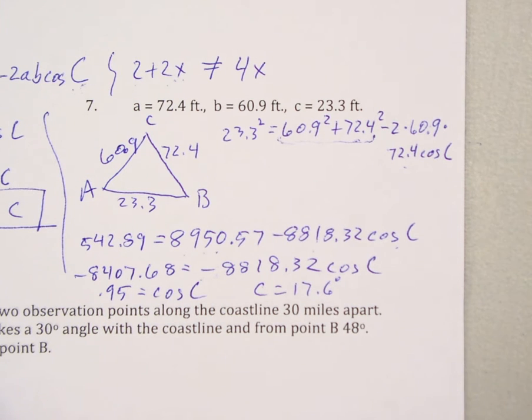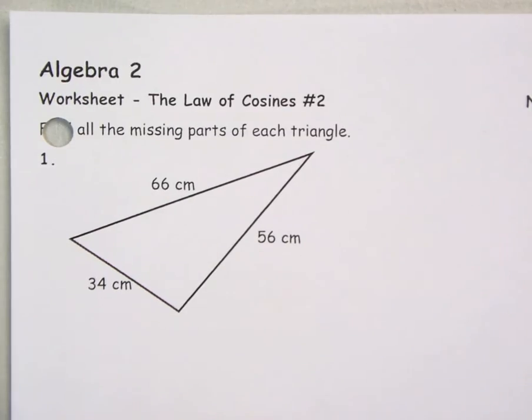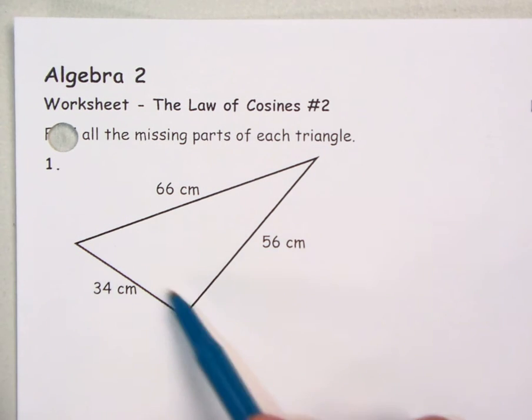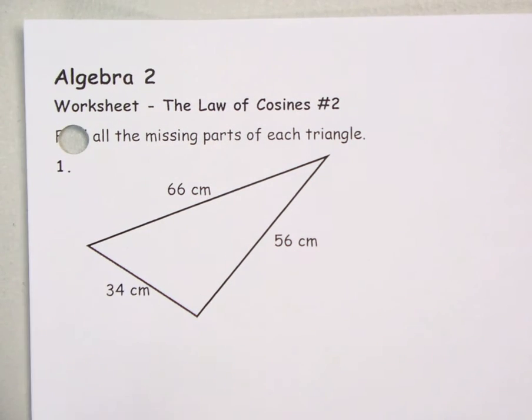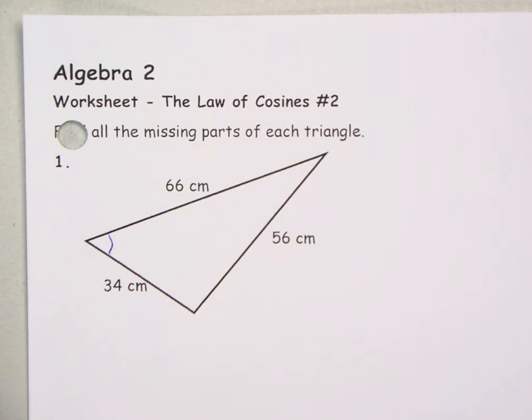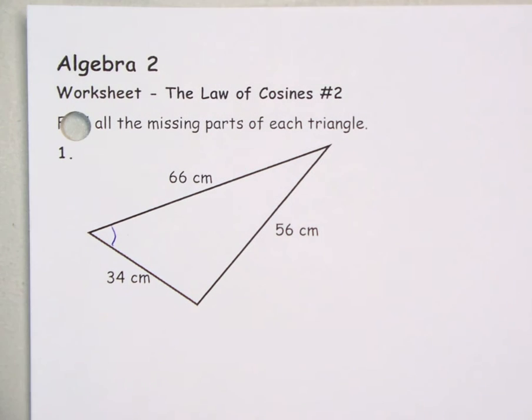All right, I will try one on your homework with you as well. I know this video is getting long, so if you pause it for a second and get the law of cosines worksheet number 2 right here, I'll give one of these a try. I want you to find all of these angles that are in here. So I'll just pick one. Let's pick this one right here and set up the law of cosines.